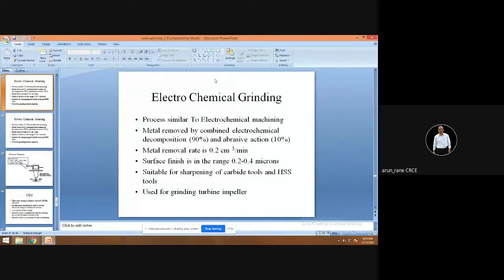Then you have electrochemical grinding. This is like our conventional grinding, but in conventional grinding we don't use any chemical, and the grinding wheel or the workpiece is not connected to electricity. Whereas in ECG, the workpiece is connected to the electricity as well as we use chemical here.